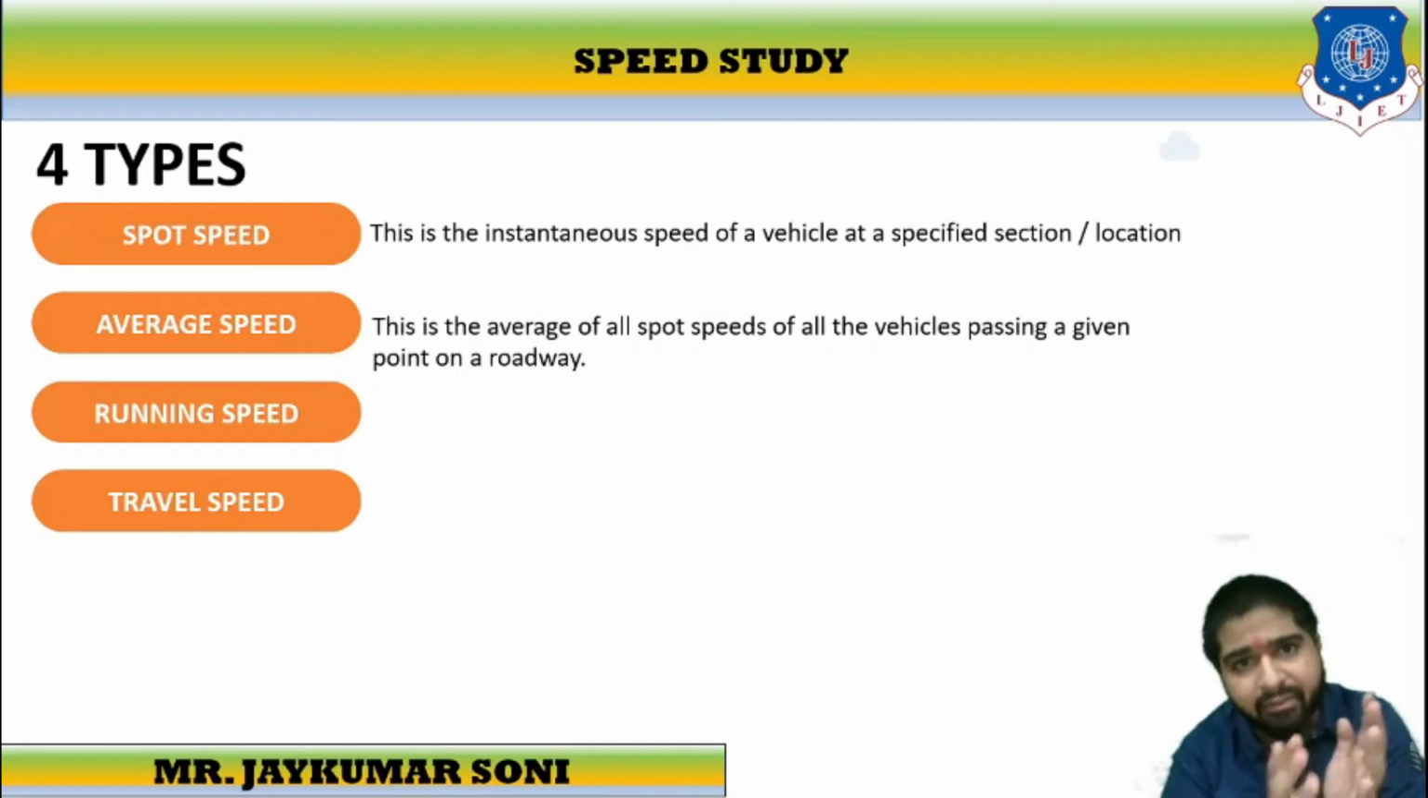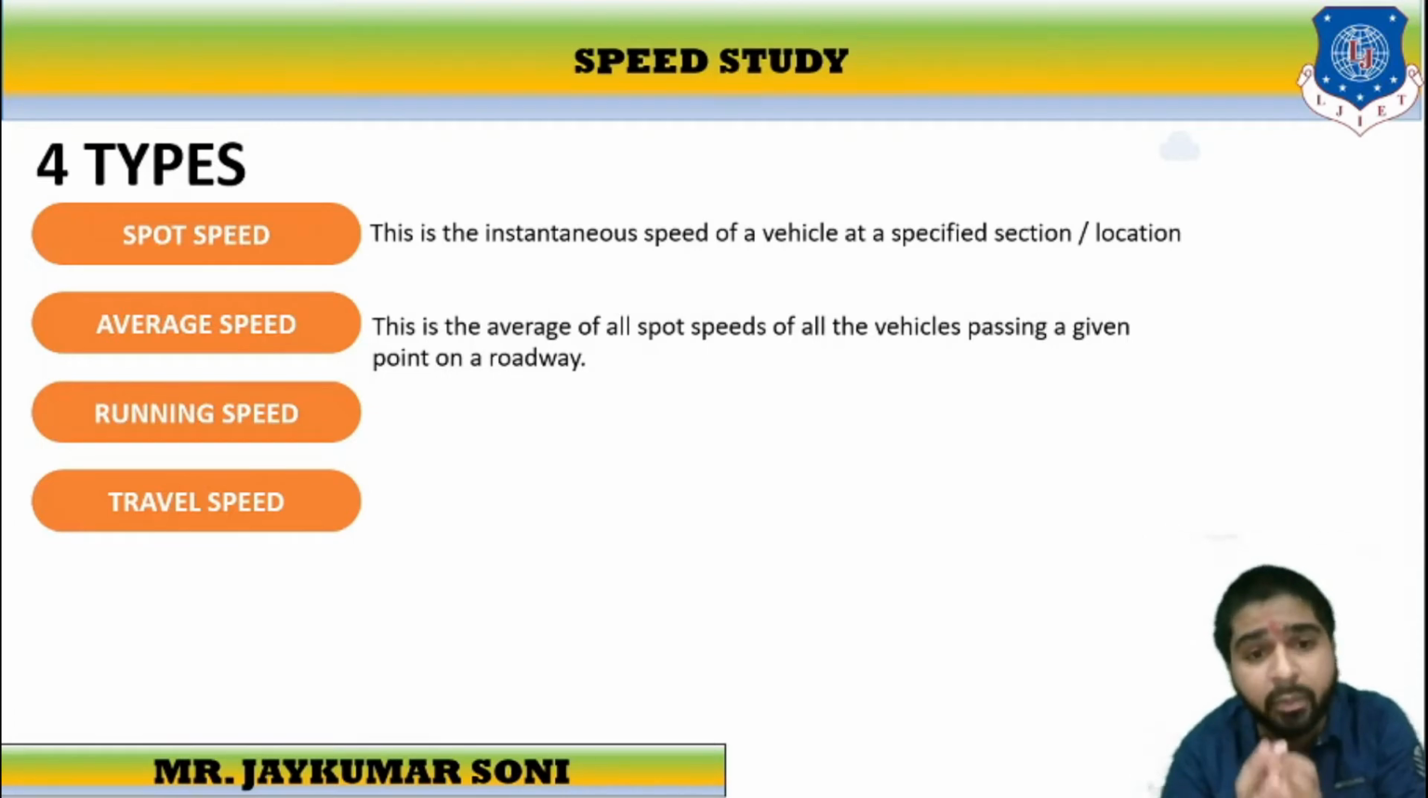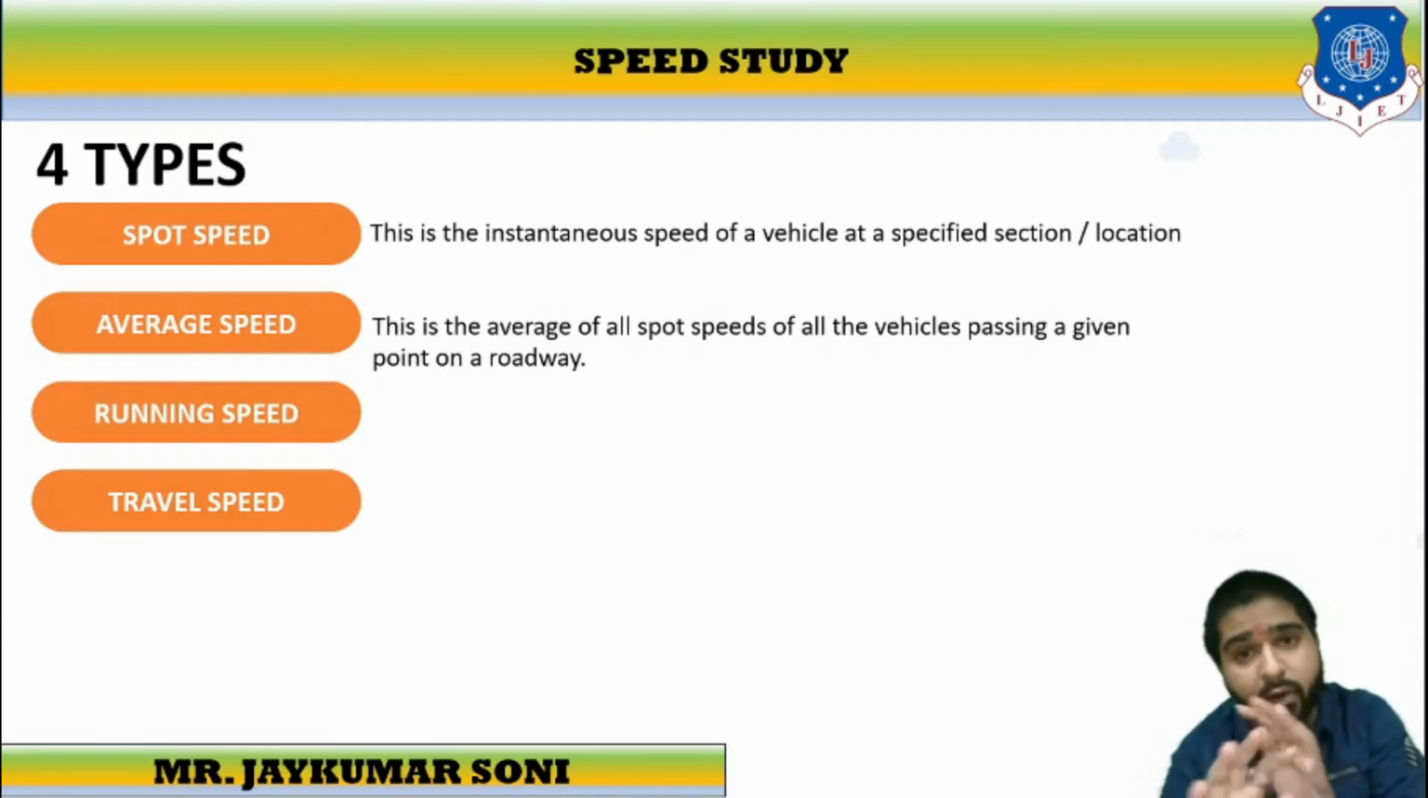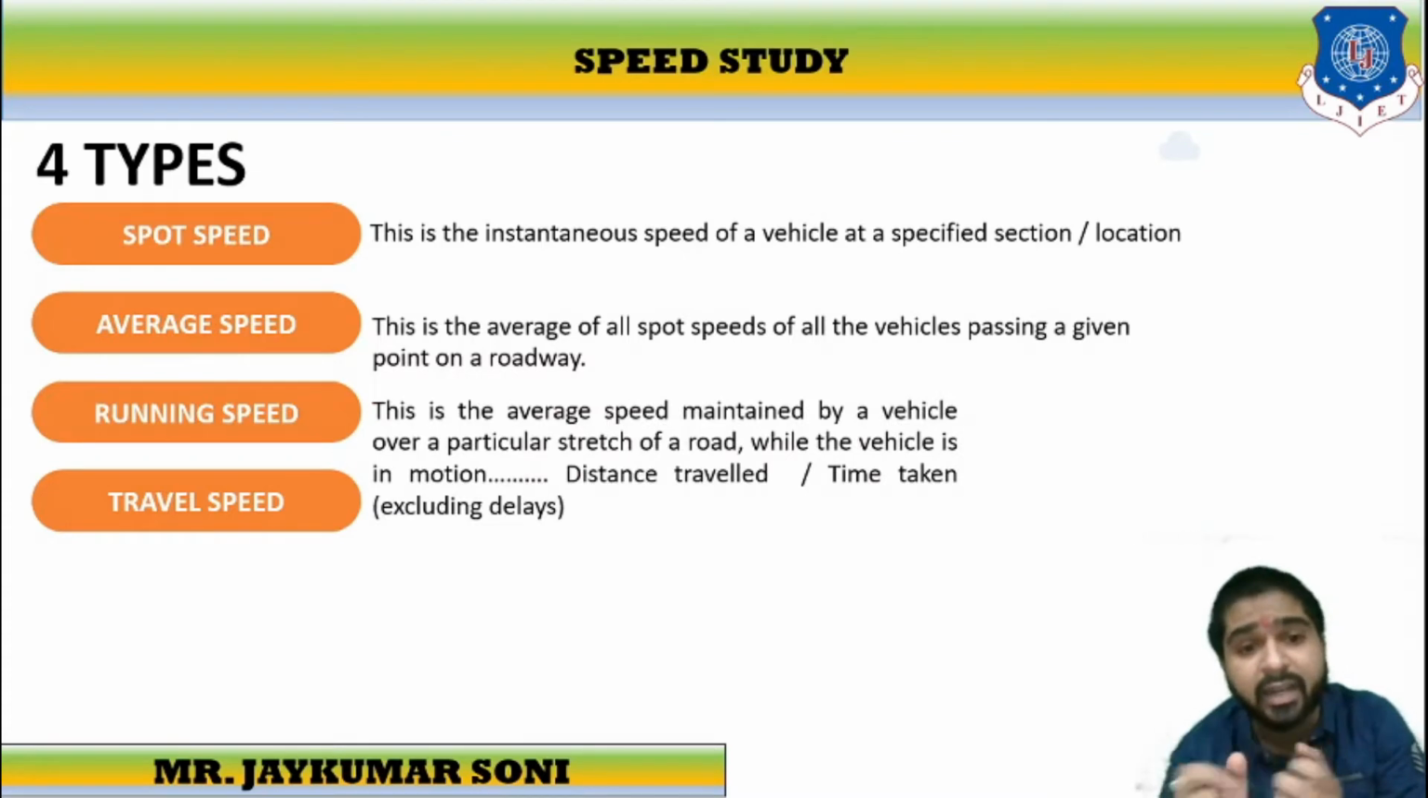Then comes the average speed. The average speed is the average of all spot speeds of all the vehicles passing a given point of the roadway. Meaning the average of all spot speeds. Then comes the running speed. Now there is a small difference between running speed and travel speed. What is the difference? We will learn.